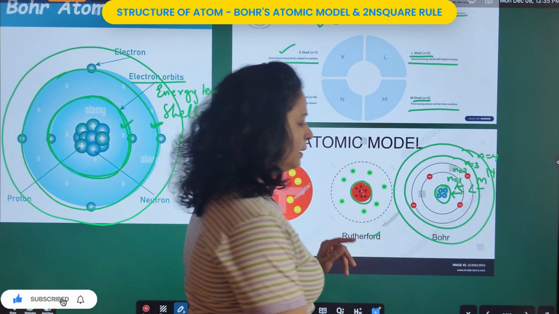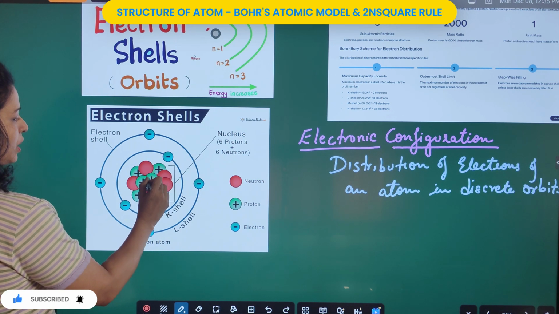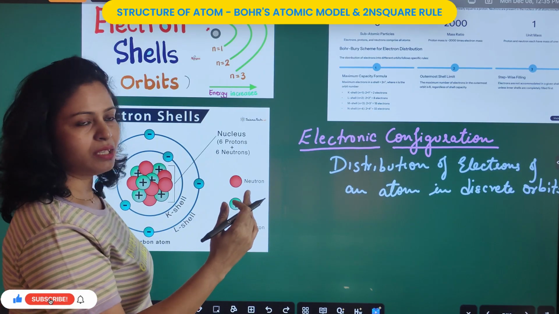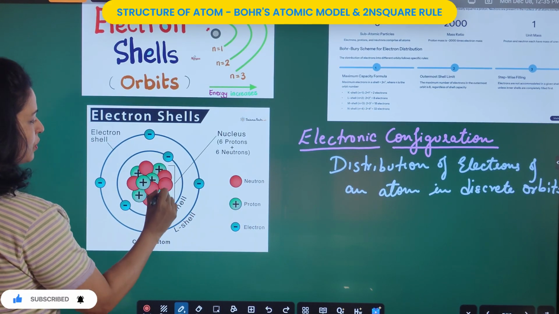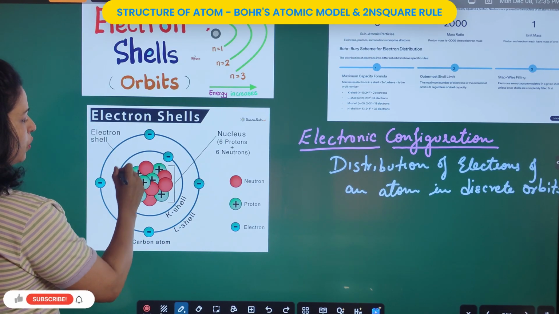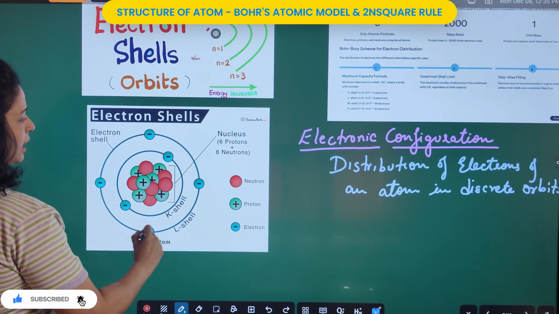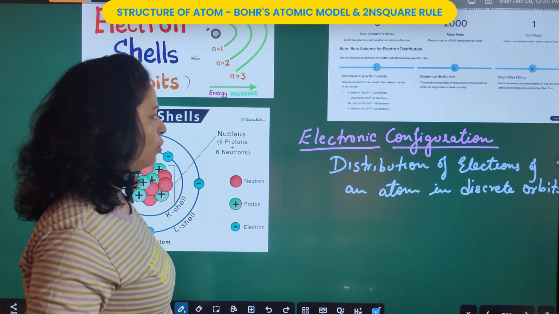If you can see here, this is the nucleus, which has positively charged protons and neutrons also. Neutrons were discovered later, so I have not told you about neutrons yet. So the nucleus consists of protons and neutrons, and you have the first shell, that is the K shell, with electrons revolving around it, and then the L shell. After that you will have M and N shells also.